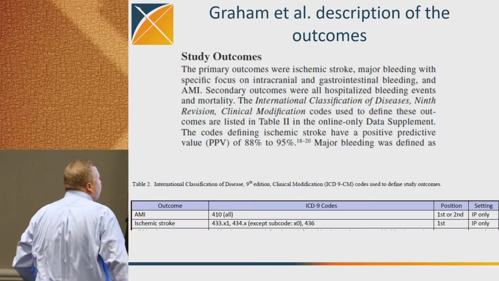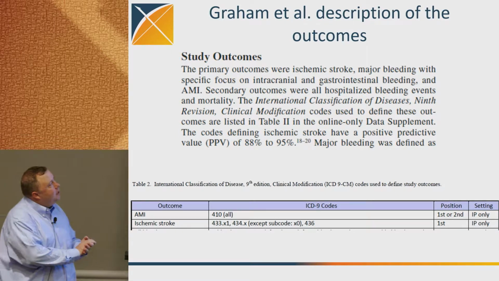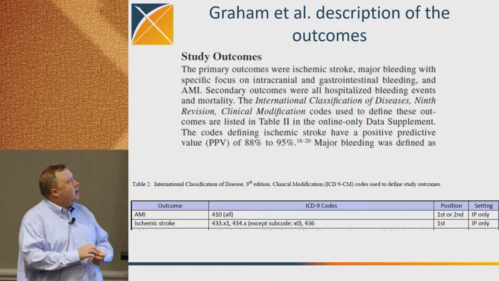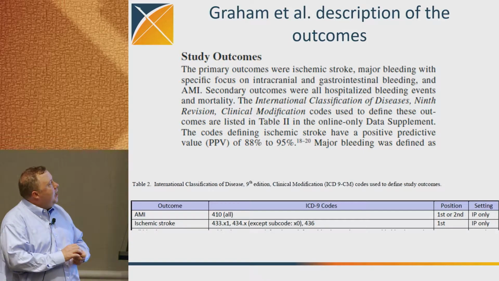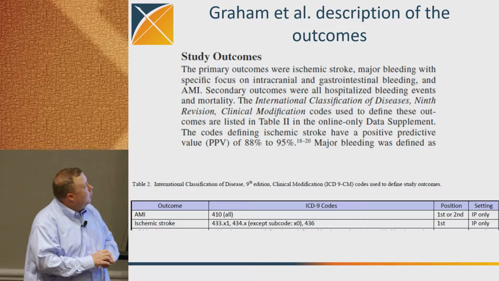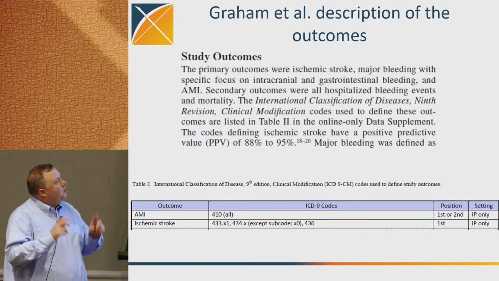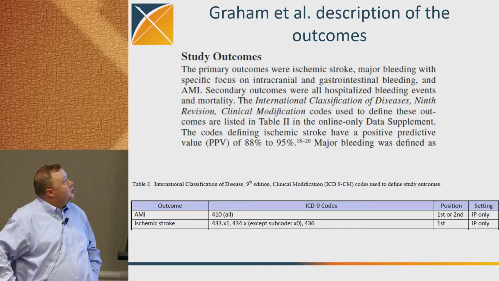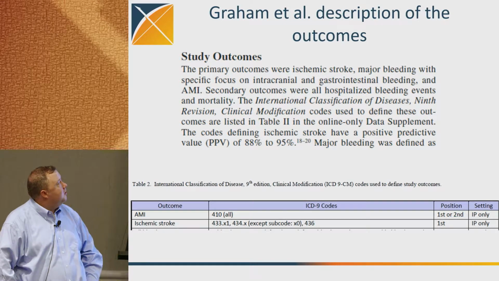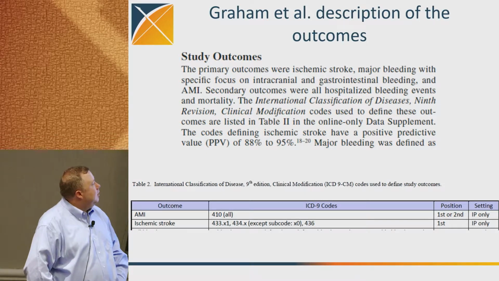The outcome that I'm going to look at here, so they say the primary outcomes were ischemic stroke, major bleeding, with a focus on intracranial and gastrointestinal bleeding, and acute myocardial infarction. Secondary outcomes were hospitalized bleeding. And this is actually probably my favorite part. We decide to spell out the words. The International Classification of Diseases 9th Revision Clinical Modification Codes were used to define the outcomes.